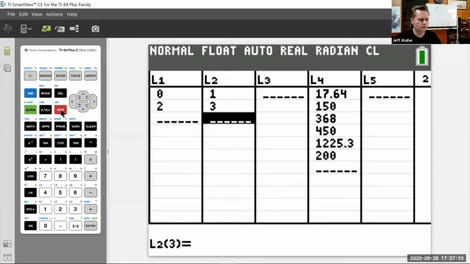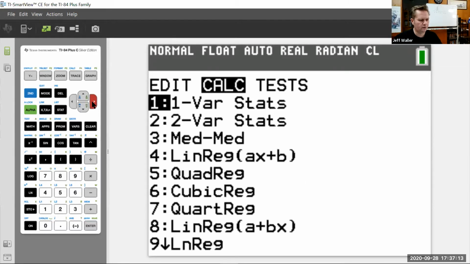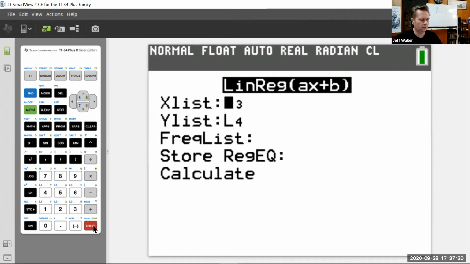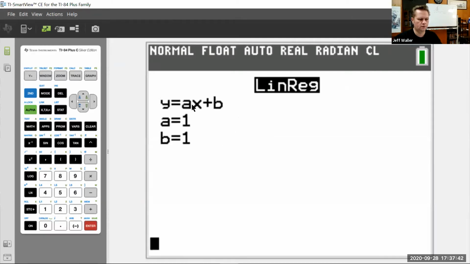So now watch. If I do stat, let's see if I remember. Yeah, calc. And then I go down to linear regression. See how it's got a line there? Then I could do quadratic. I could do cubic. I could do quartic. I could do natural log. So let's see if I do linear on L1, because that's where I put my x's, and this is where I put my y's. Don't worry about the rest of this. ax plus b, 1, 1, 1x plus 1. So it gives me that.